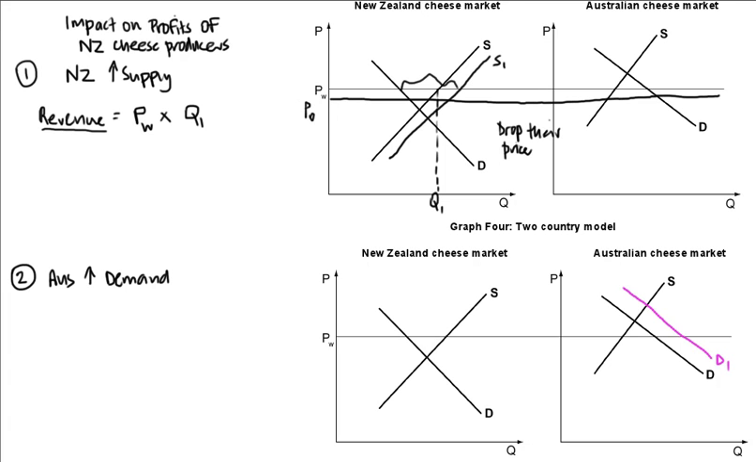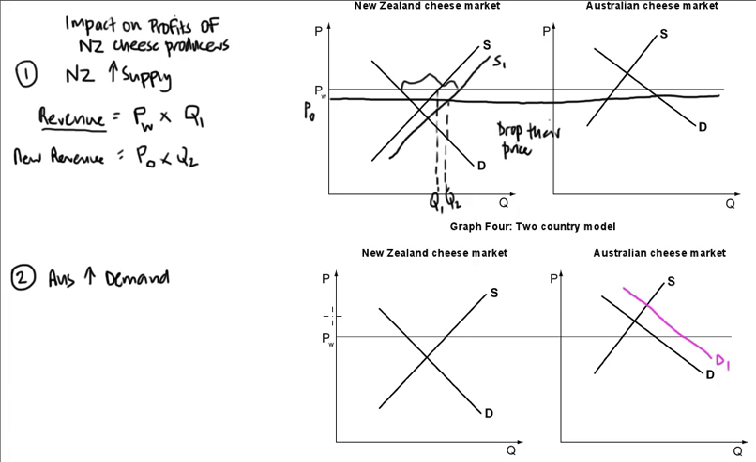So ultimately, what will happen is that a new quantity will be established, and let's call that, in this case, Q2, at a lower price. So the new revenue will equal P0 times Q2 in this case. Okay.